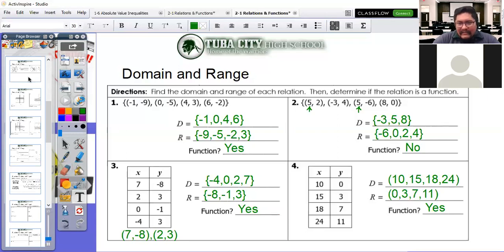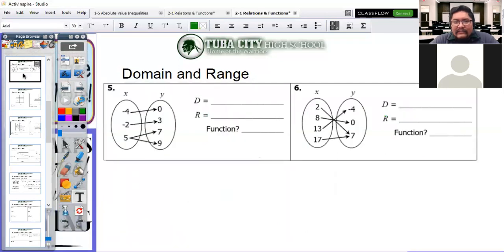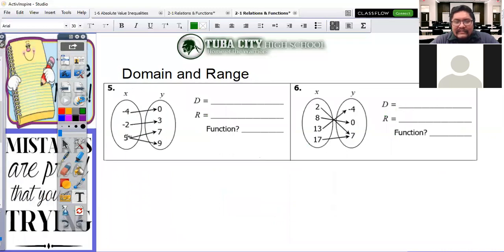All right, so getting ready to go to the next one. Same thing, we're still looking for the domain and range and then determining whether it is a function or not. So in this case here, we have a mapping diagram. It's very similar to a table in that we have a column, that means up and down, a row of numbers for both X and Y.